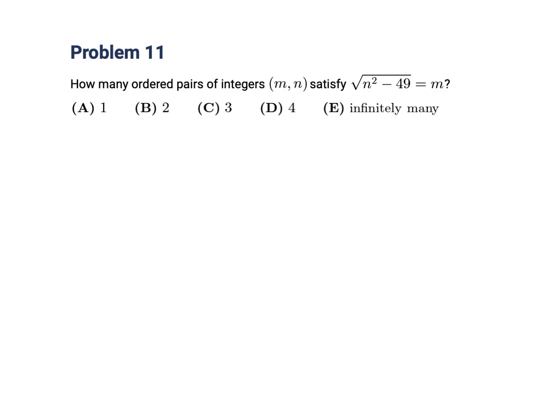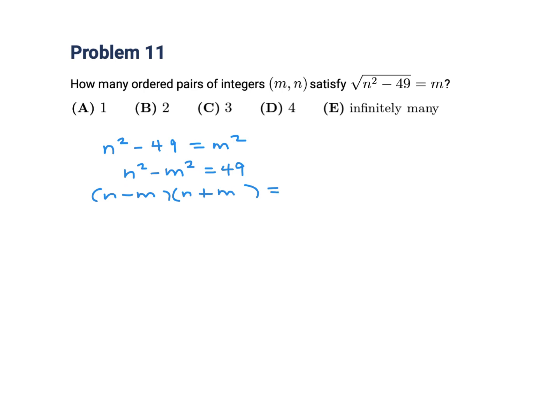How many ordered pairs of integers (m, n) satisfy the square root of n squared minus 49 is m? The first thing I will do is square both sides, and that will get rid of the radical. And then I'll put everything on one side, so it'll be n squared minus m squared is 49. And then we'll factor. So this factors into (n minus m)(n plus m) is 49.